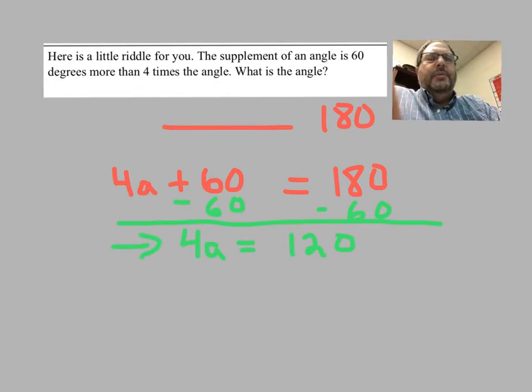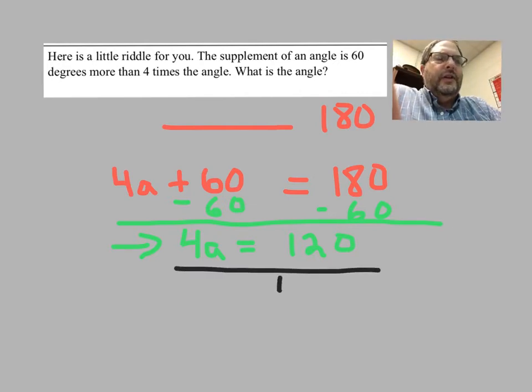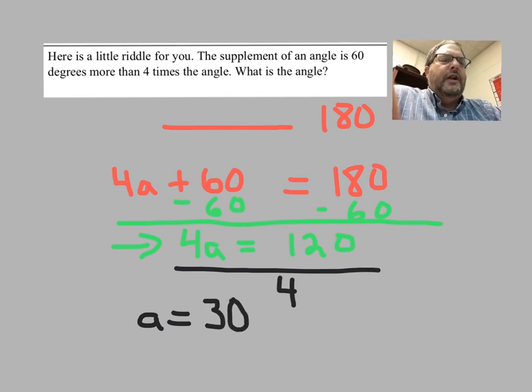On this side I have multiplication. The opposite of multiplication is division. So to solve this, I'm going to divide everything by 4. And I have A equals 120 divided by 4 is 30. A lot of you might have seen that 12 divided by 4 is a simpler variation of this problem. We need our label. 30 degrees is our answer. Watch this video again as many times as it takes to understand how to find supplementary angles.